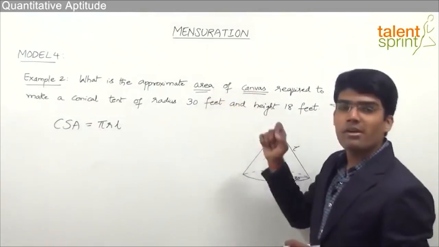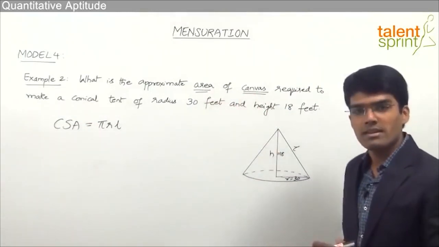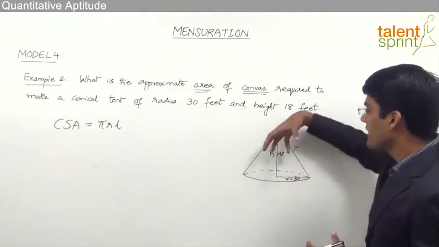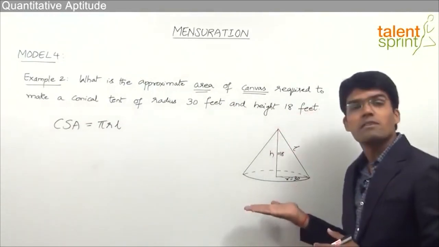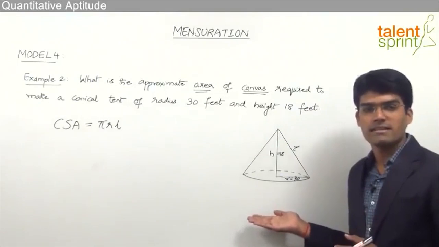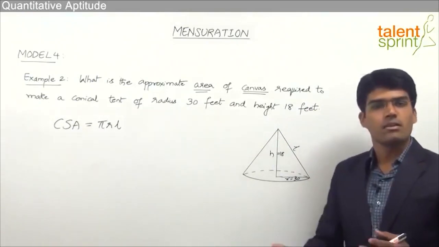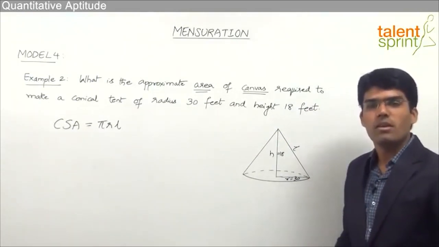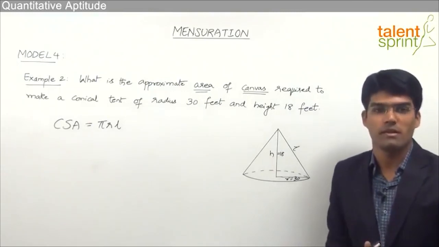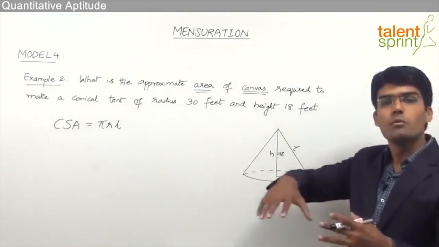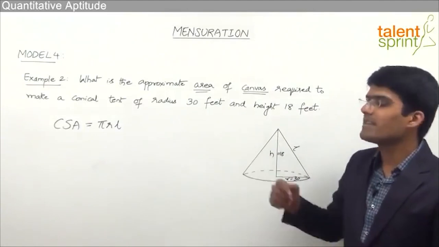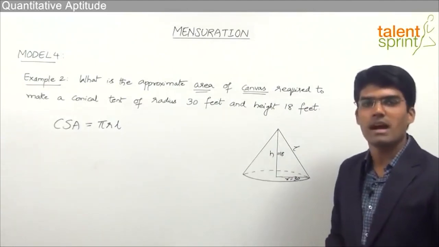Remember, don't take the area of canvas as total surface area. Why? Because in total surface area we take curved surface area plus the area of the base circle. But we very well understand that while making a tent, the cloth is not placed on the base, or that circular piece of cloth is not required. We only use canvas cloth to make the curved surface. So the answer here is nothing but the curved surface area, which is pi r L.